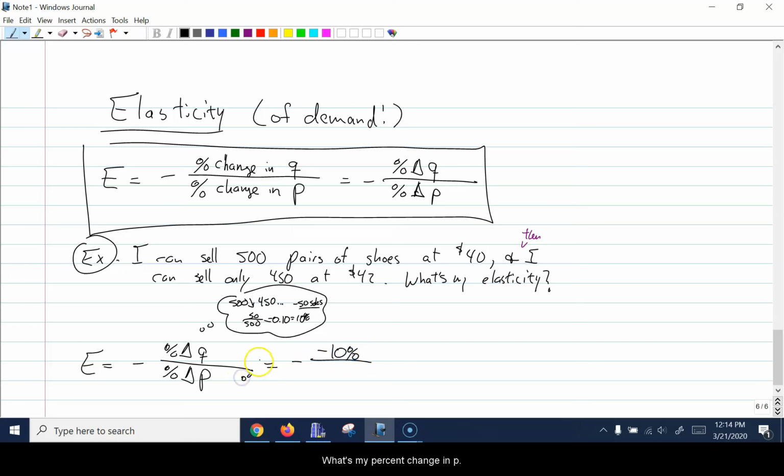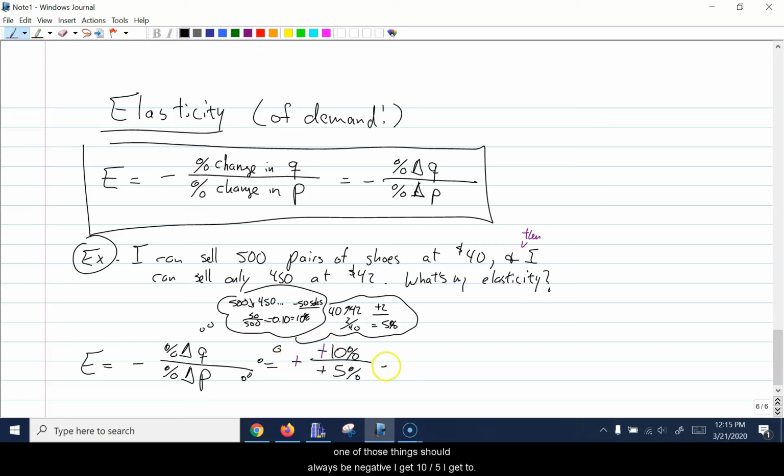What's my percent change in P? Well, we went from 40 up to 42. That's an increase of 2. 2 out of what? 2 out of 40. I want to write that as a fraction. 2 out of 40 is 1 out of 20 is 5%. So my sales went down by 10% and the price went up by 5%. The two minus signs cancel. The minus signs should always cancel. One of those things should always be negative. I get 10 over 5. I get 2. My elasticity is 2.